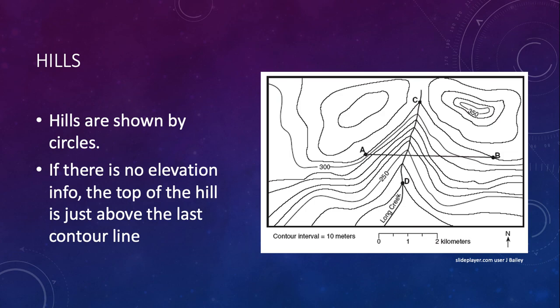Hills are shown by circles or closed lines. If there is no elevation info, the top of the hill is just above the last contour line. So in this example, the highest possible elevation is just above the 350. So we know it's not quite 360 because there'd be another line if it was 360. So the highest possible elevation on this map is 359.9.